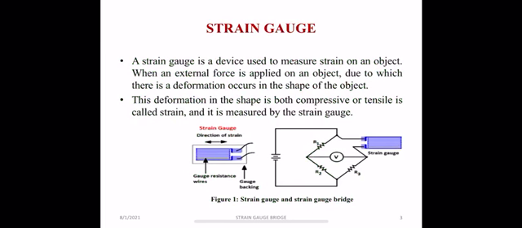What is a strain gauge? A strain gauge is a device used to measure strain on an object. When external force is applied on an object, a deformation occurs in the shape of the object. This deformation in the shape, both compressive or tensile, is called strain, and it is measured by the strain gauge. A strain gauge consists of gauge resistance wires and a gauge backing system.